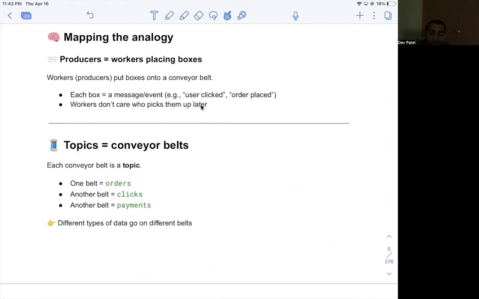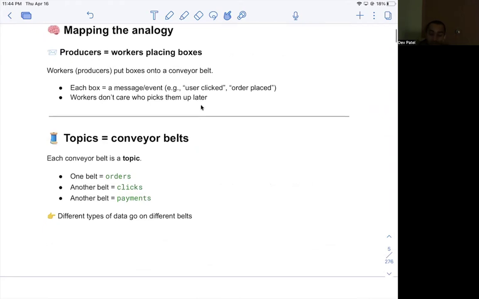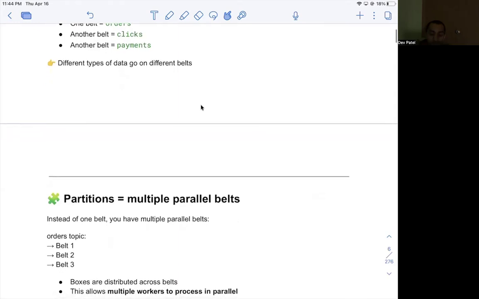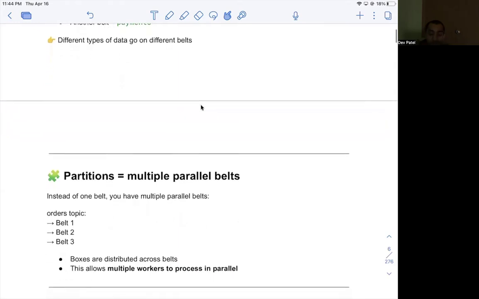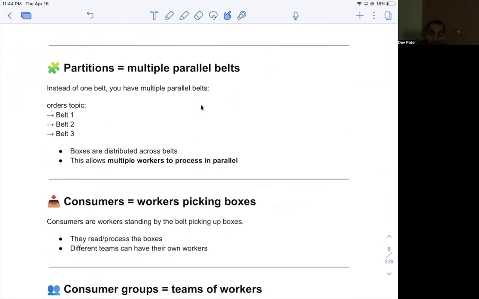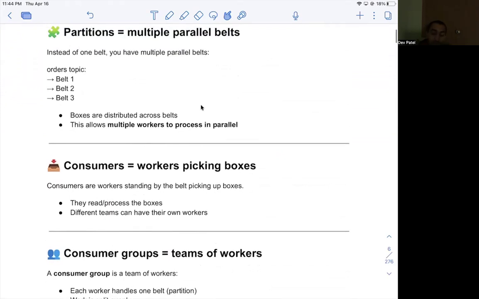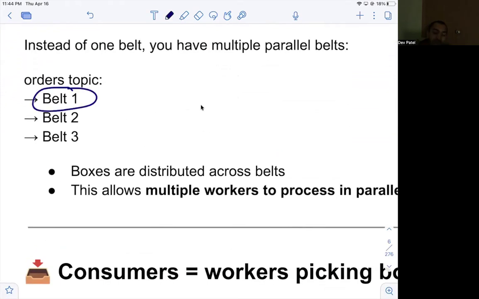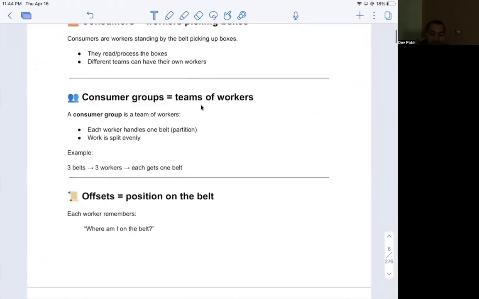The conveyor belt system: the producers are like workers placing boxes. Each box is like a message or event, and they don't care who picks it up later. Their job is only to place the messages or the data on the conveyor belt, which are the topics. So one belt may be orders, clicks, or payments, and within those belts you can have many parallel belts. Under the orders topic, you can have many parallel belts, and what this allows is that the workers standing by the belts can pick up the boxes, and different teams can have their own workers. So you don't need everyone at belt one. You can have some workers at belt one, belt two, belt three, and they can pick up the data they need from those respective topics.